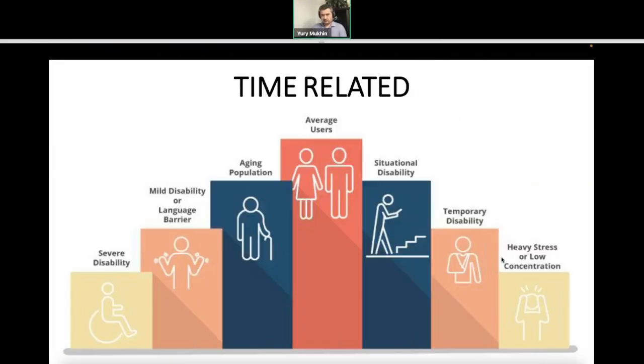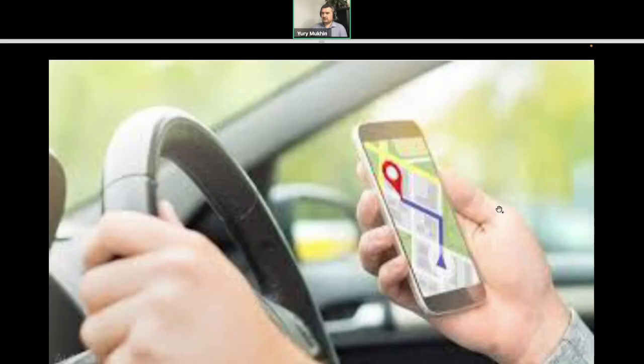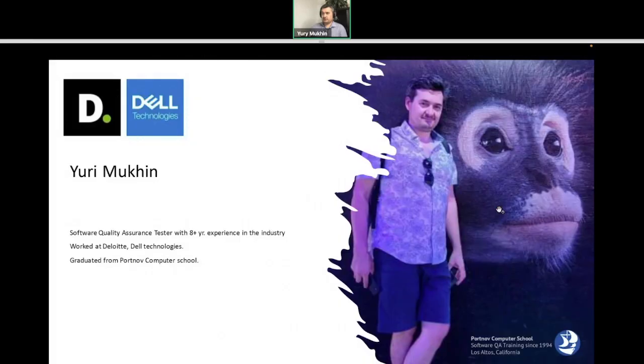I have a question from the channel. Can accessibility testing be our first job in quality assurance? Yes, it can be, of course. And what to learn to make it happen, if yes?